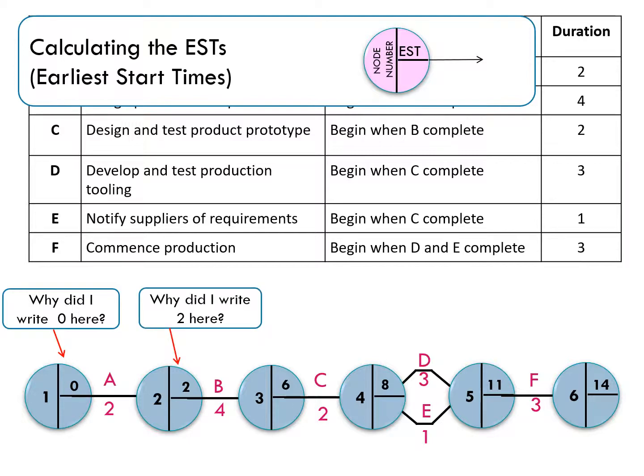Now let's look at the next node along. Why did I write 2 here? Well, what's the earliest time that B can start? The earliest time that B can start is only once A has finished, and A takes 2 weeks. So the earliest time that B can start is 2 weeks in.